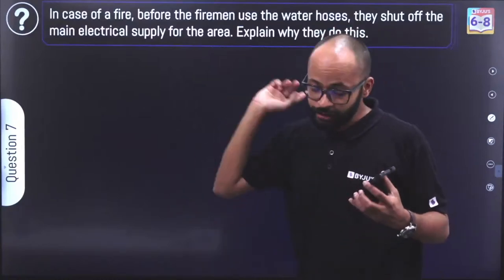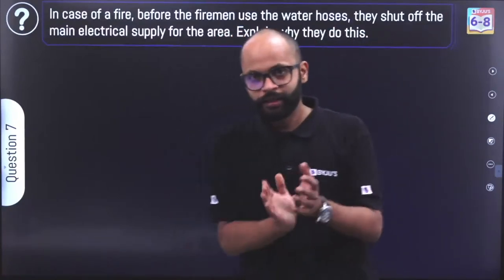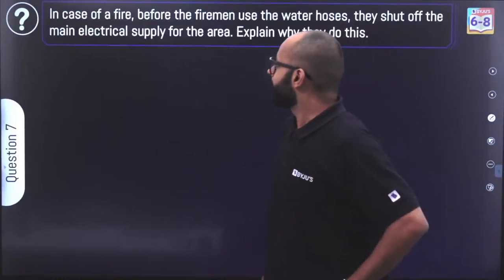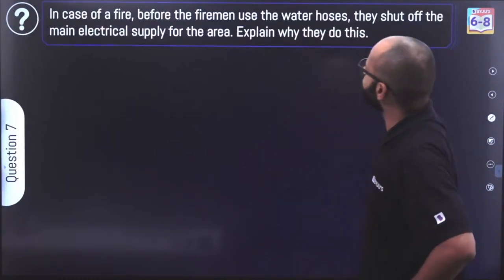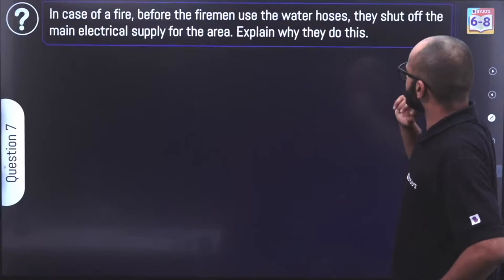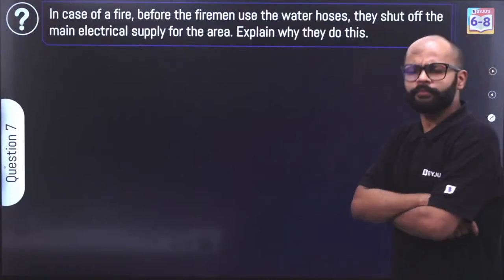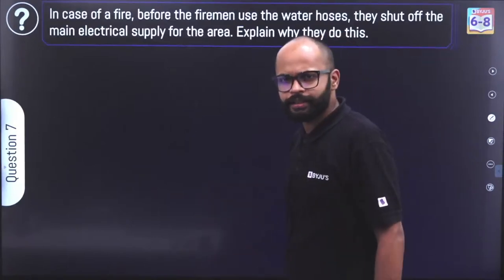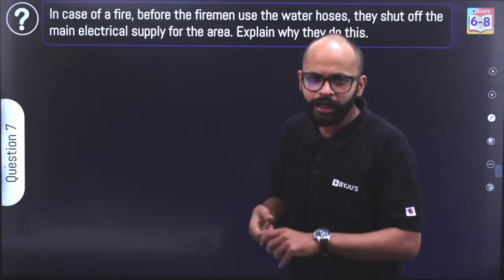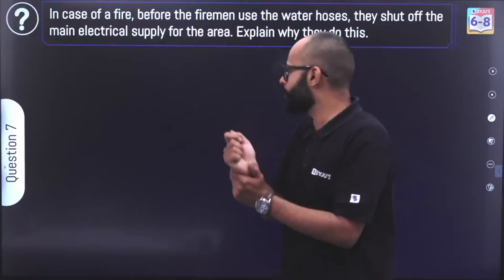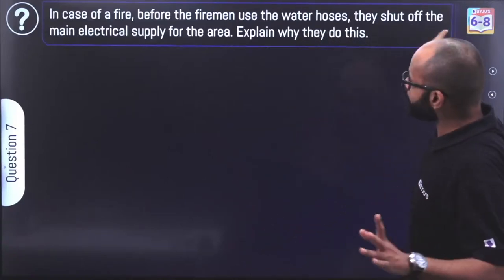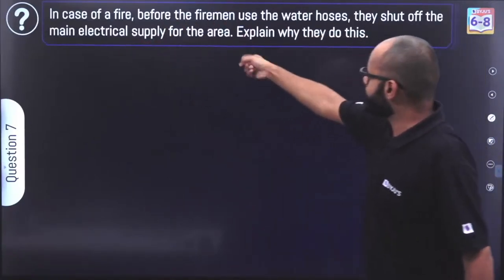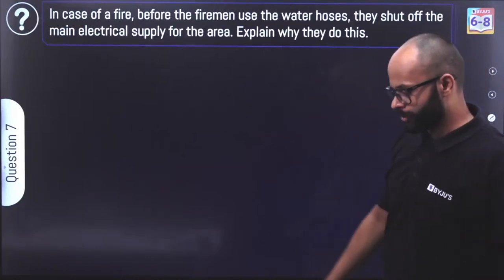In case of a fire. Listen, this is a good question. Everybody, listen to me carefully. In case of a fire, before the firemen use the water hoses. When a fire breaks out, what happens? A fireman comes, let's say, with a water hose, opens it and pushes, right? They shut off the main electrical supply for the area. Explain why they do this. Why do they do that?